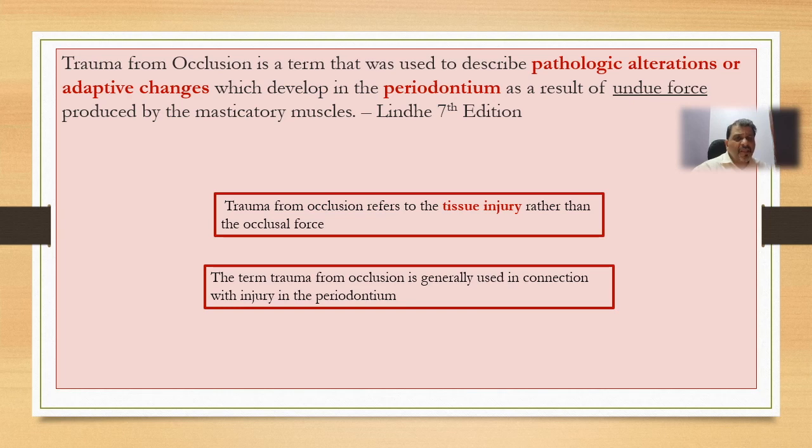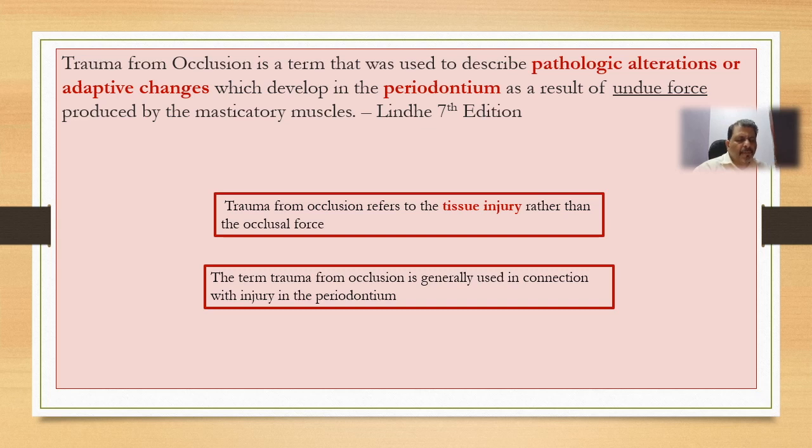So what is trauma from occlusion? Trauma from occlusion is a term that is used to describe pathologic alterations and adaptive changes which develop in the periodontium as a result of undue forces brought about by the masticatory muscles as the teeth occlude. Now, trauma from occlusion refers to the tissue injury rather than the occlusal force. So the injury we are talking about is the injury that occurs to the periodontium.